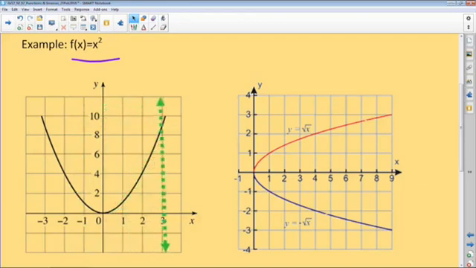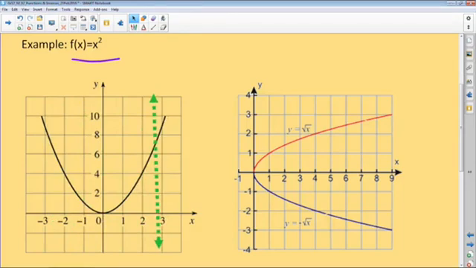So therefore, the parabola f of x is equal to x squared, yes, that is a function because this vertical line only touches the curve at one point at any time. Okay, so that's what we call a function.